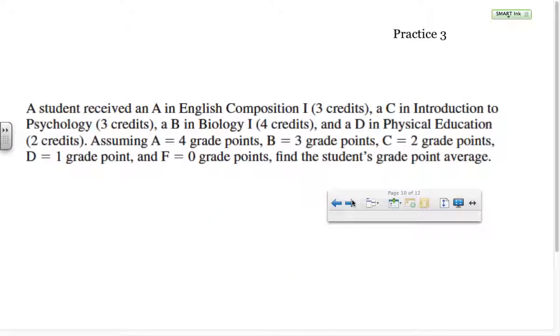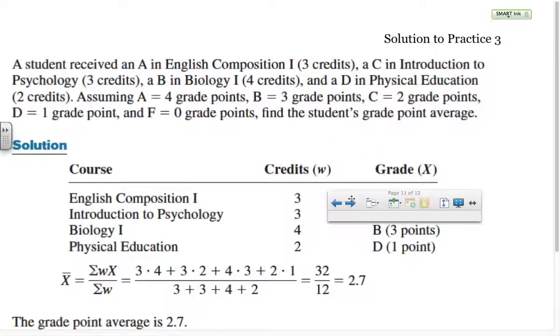Here's your practice problem. All right. Your practice problem, and just to give you a heads up on this one, your weights are the credits. Okay, your weights are the credits, so the 3 credits, the 4 credits, and so forth. So use the formula that we used in the last one. Go ahead and calculate it, pause the video, do the problem, and here's your solution.